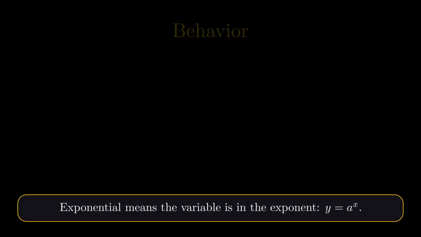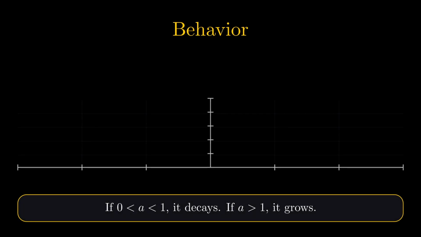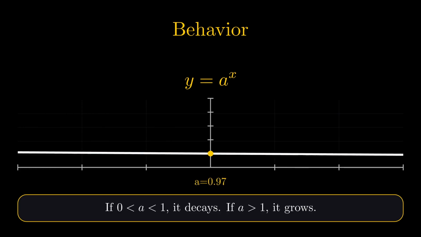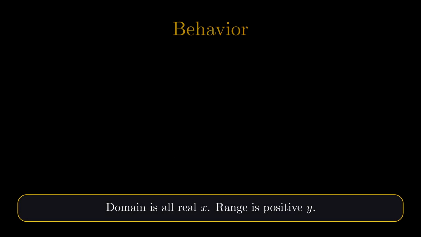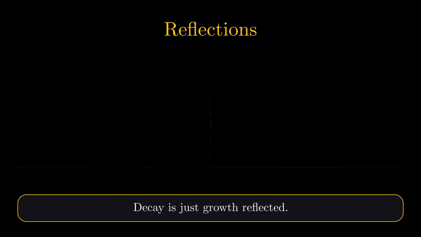Now watch the base a control the behavior. If a is between 0 and 1, the curve decays towards 0. If a is bigger than 1, it grows fast either way. Outputs stay positive. Decay is basically growth flipped left to right, starting from 2 to the x.